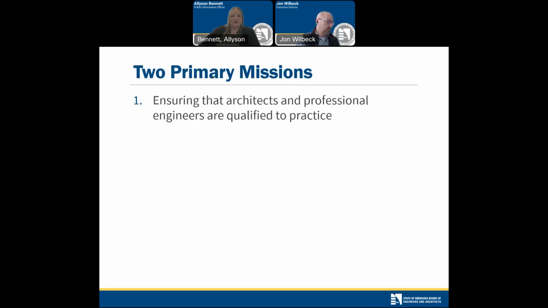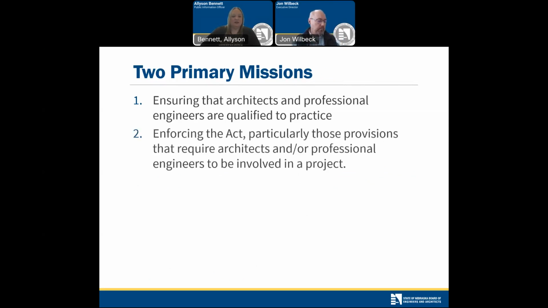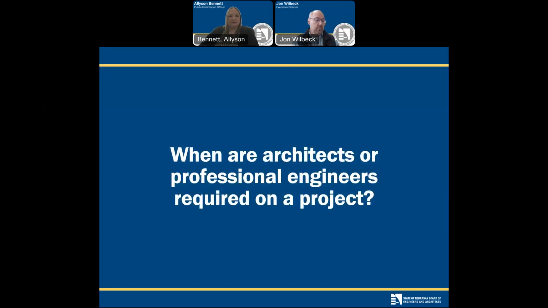There are 2 primary missions of the board. First, we ensure that architects and professional engineers are qualified to practice. The board makes sure that they have their education, experience, and examination. Additionally, we enforce the act, particularly those provisions that require design professionals to be involved in a project. This could involve incompetence on behalf of a licensee or a member of the public designing a building or structure that requires licensees to be involved in the project's design.